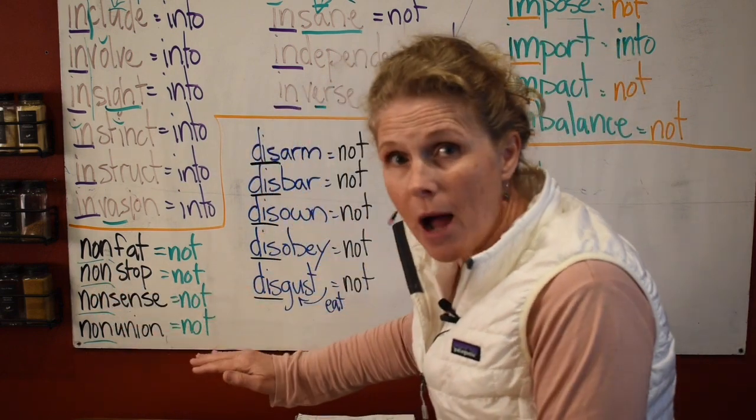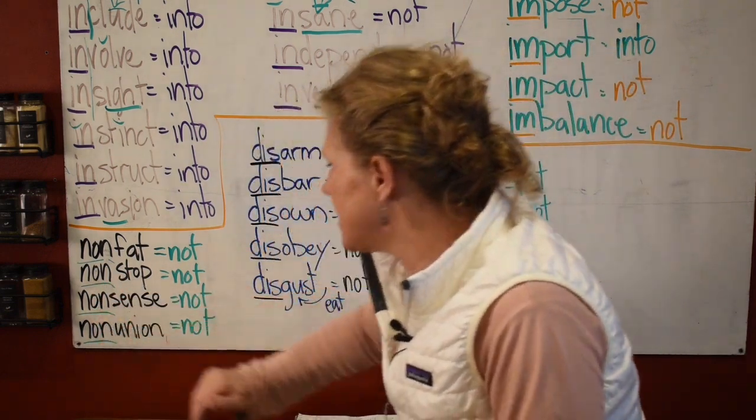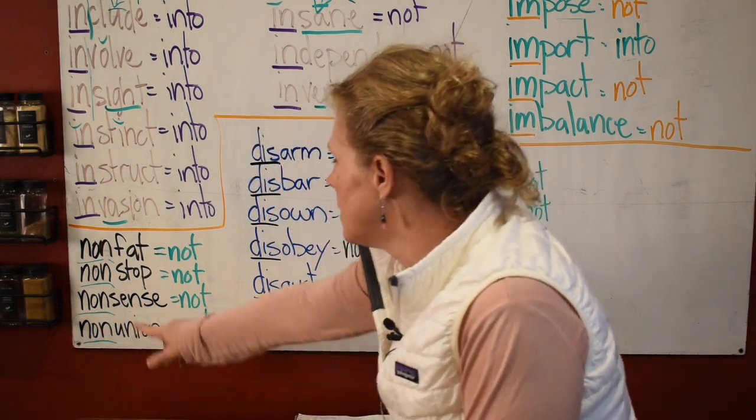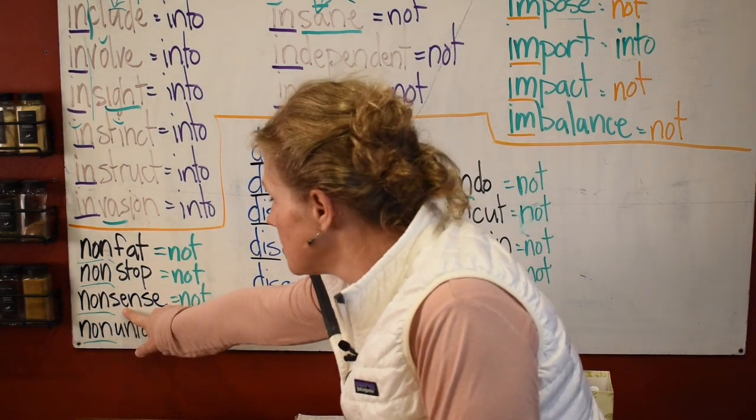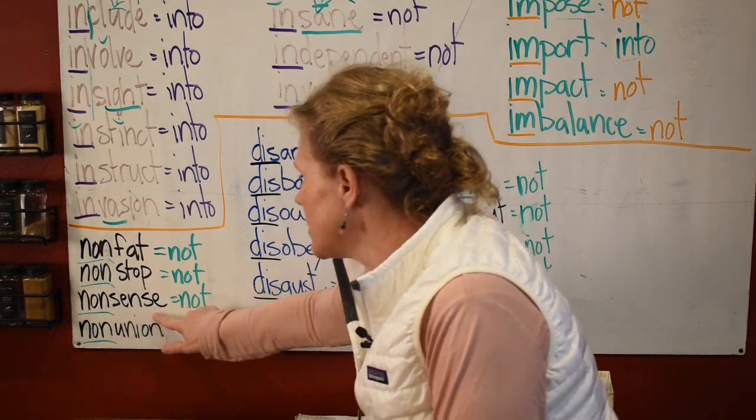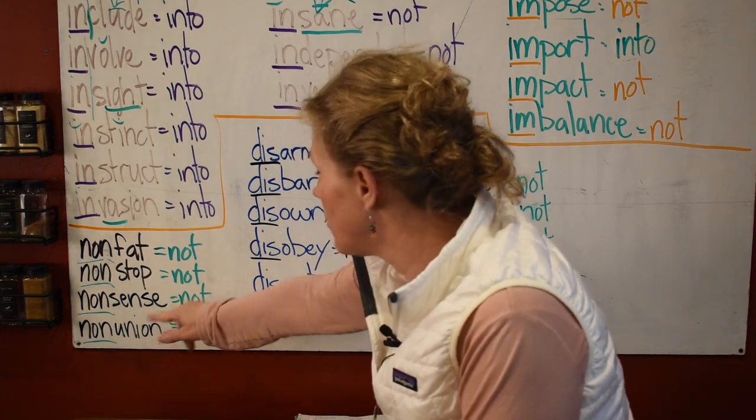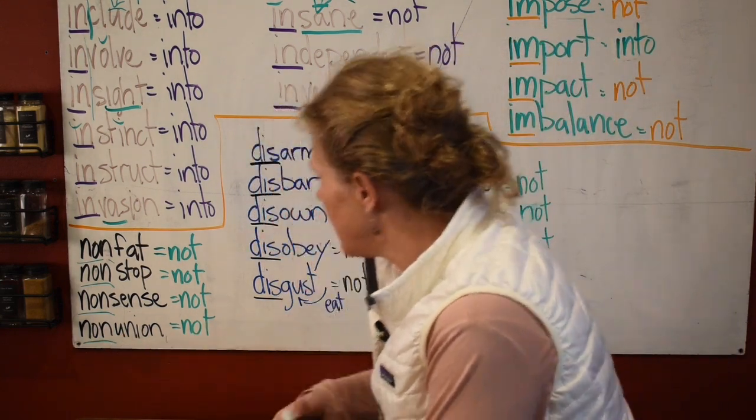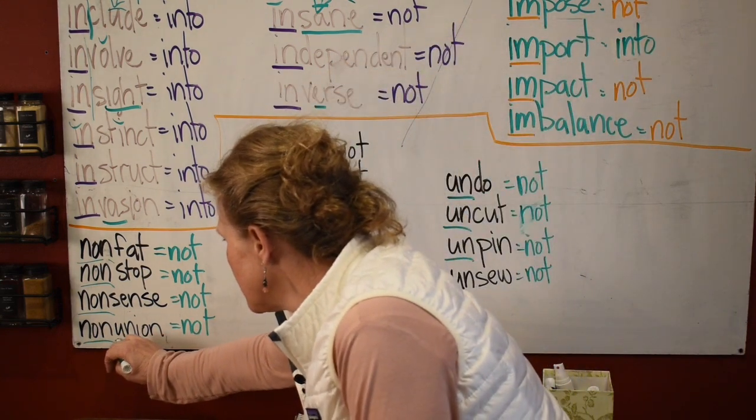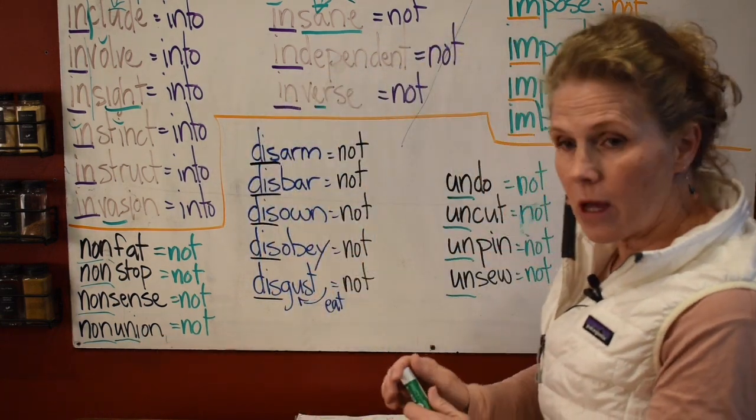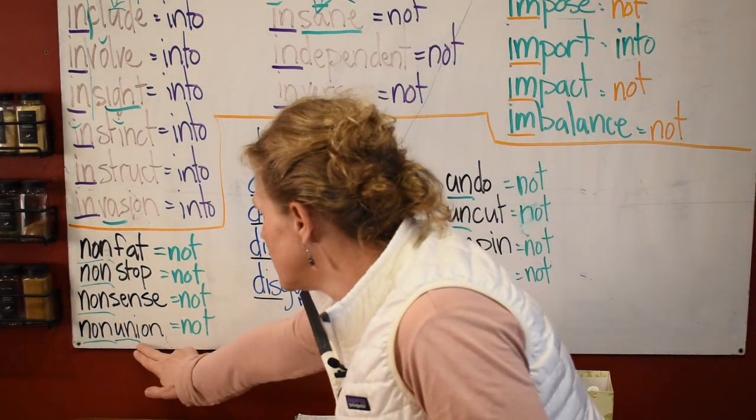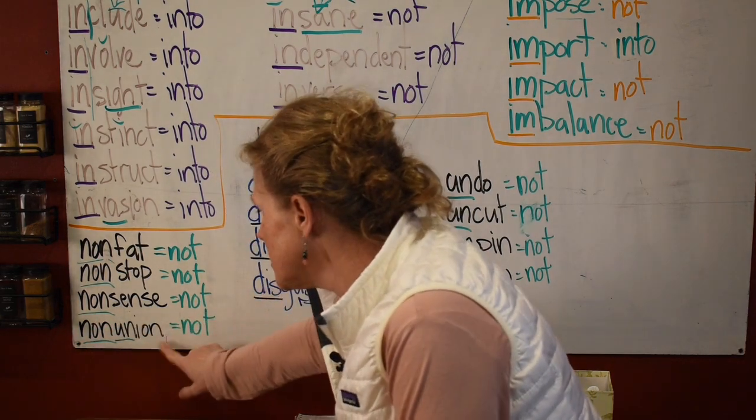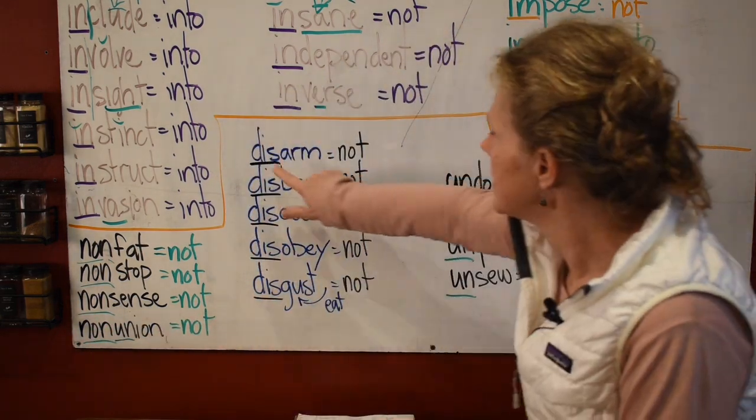Non-stop, nonsense. Now look, this is a closed syllable. And this is another one that says s at the end, when most of the time they say z at the end. Non-union. Now this is a Latin root right here, and it means one. So this means one, and it means that you are not as one.